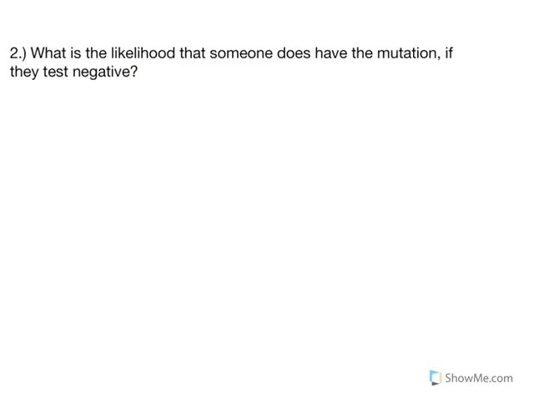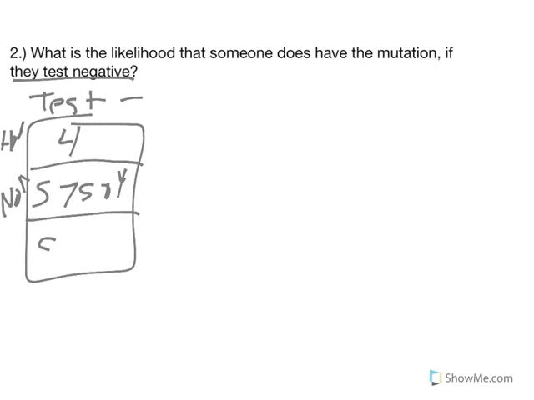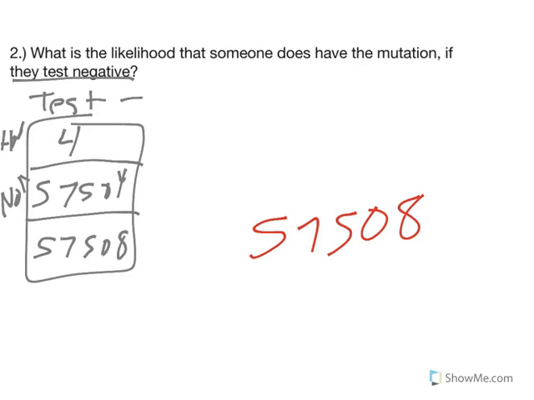Let's also go with number 2, the likelihood that someone does have the mutation if they test negative. So now we're focusing on the test negative column because if they test negative, we know that 4 people will test negative if they have it. Those that do not have it is 57,504 for a total of 57,508. So when I look at this, my denominator is 57,508. That's the total number of people who tested negative.